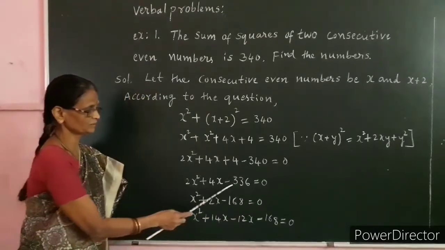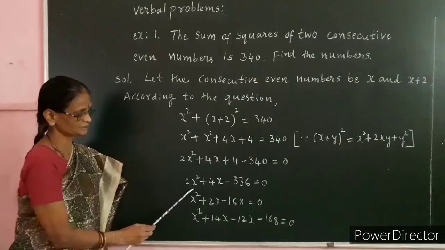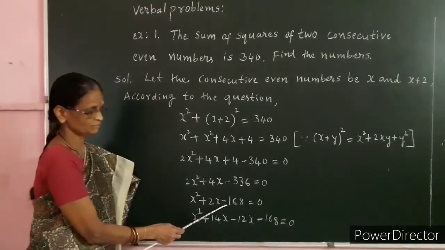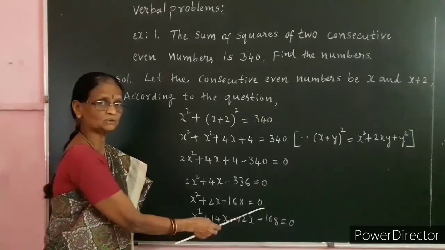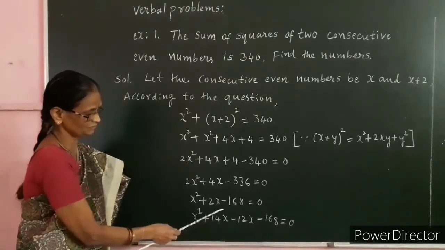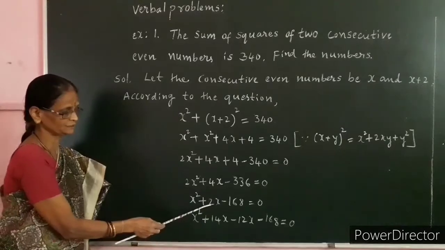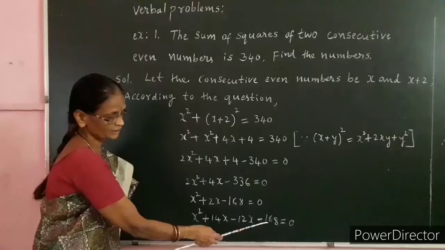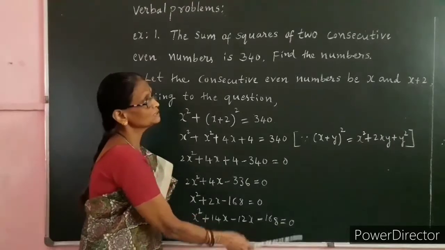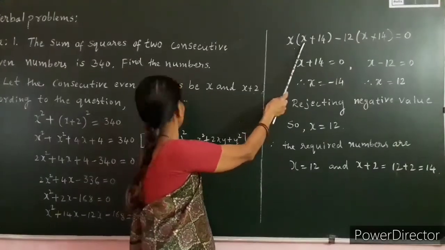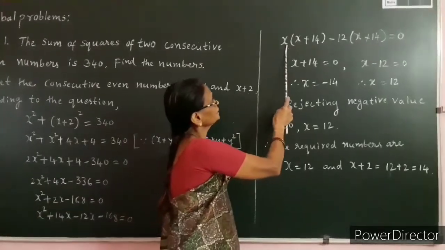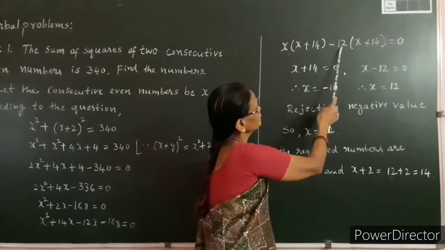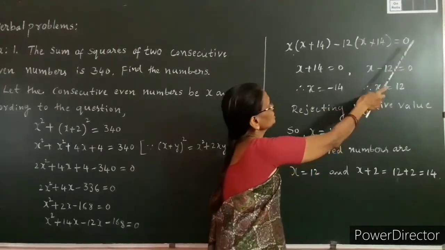Now all the terms have the common factor 2, so dividing each and every term by 2 we get x square plus 2x minus 168 equal to 0. This is a trinomial, which we factorize by splitting the middle term. x square plus 14x minus 12x minus 168 equal to 0. Now x is common in the first two terms, giving x into (x plus 14), and minus 12 is common in the other two, giving minus 12 into (x plus 14) equal to 0.